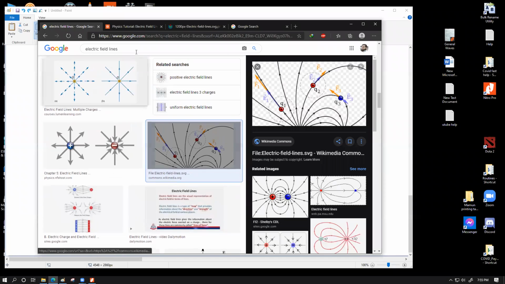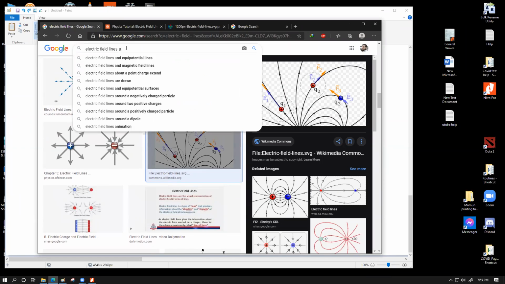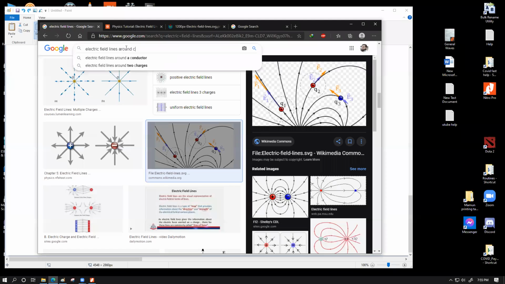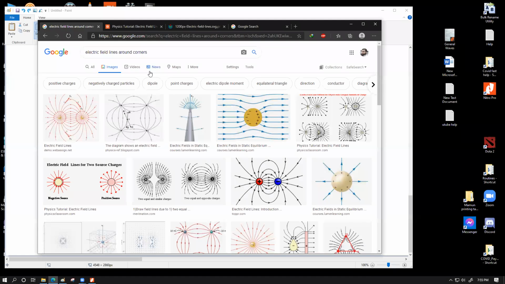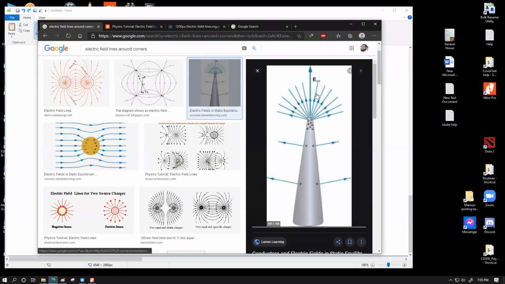Okay, I'll just write these little refill lines around corners. So if you have a look over here, this is one of the examples for what actually happens if we have a pointy edge of an object. E in this case represents electric field strength, which is a new quantity that we're going to learn today. I'm going to show this to you by definition.